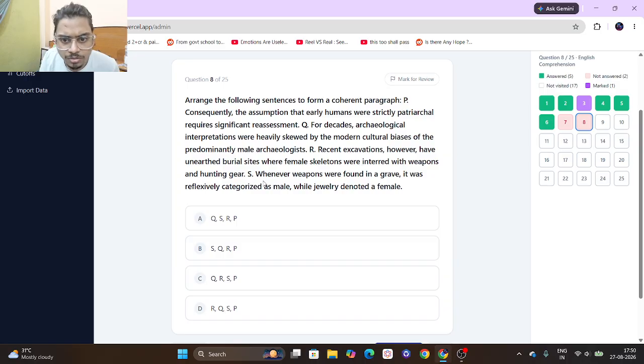Whenever weapons were found, it was categorically assumed male, and consequently the assumption that the early humans were patriarchal requires revision. This could be the final statement. So the order is QSRP. Let's go.